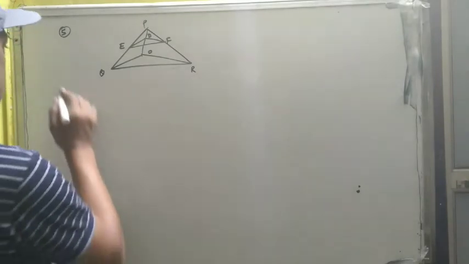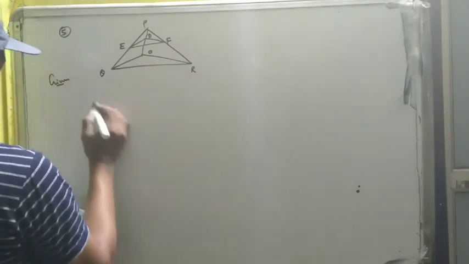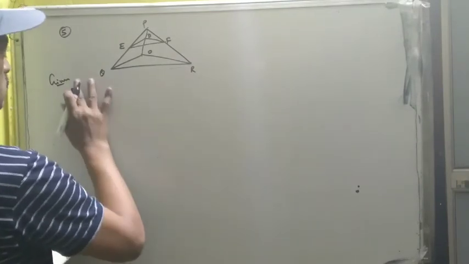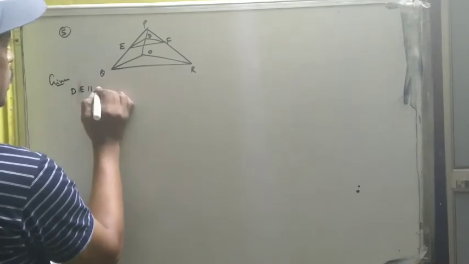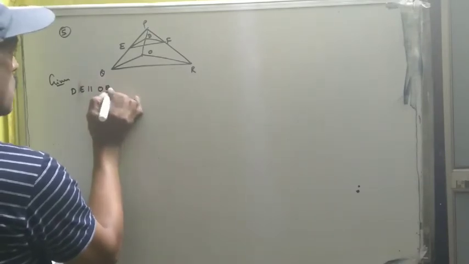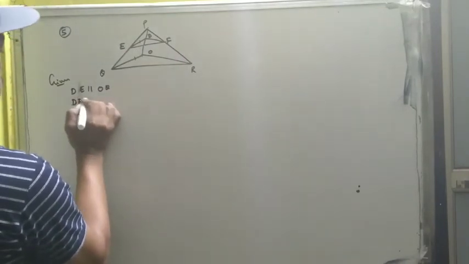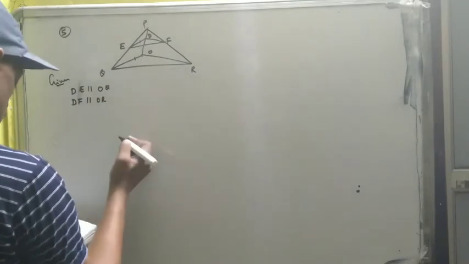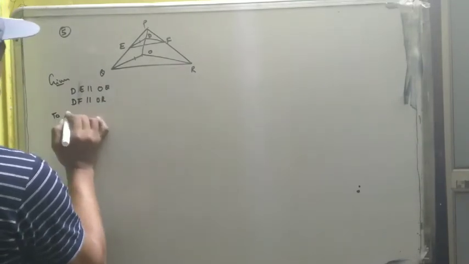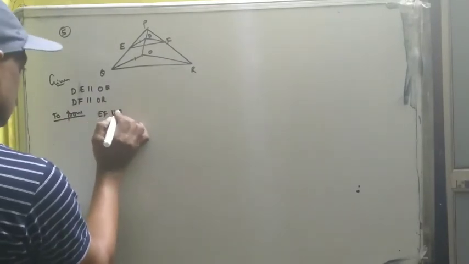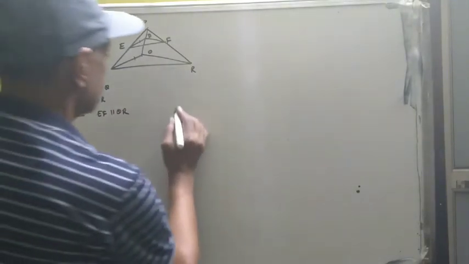Okay, here in this figure it is given that DE is parallel to OQ. This one is parallel to this one, and DF is parallel to OR. So we have to prove that EF is parallel to QR. So this is the question. Now see how we can do this.